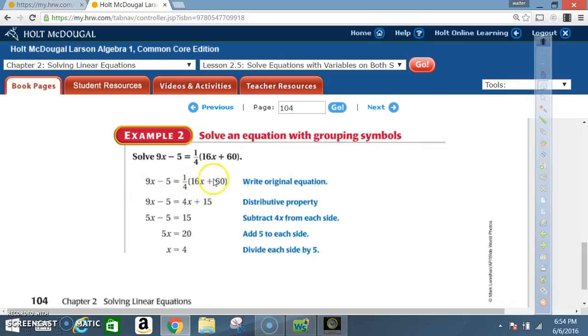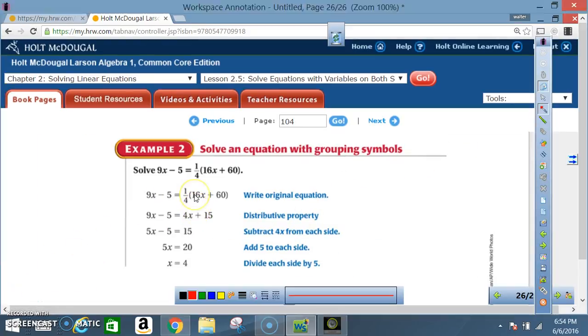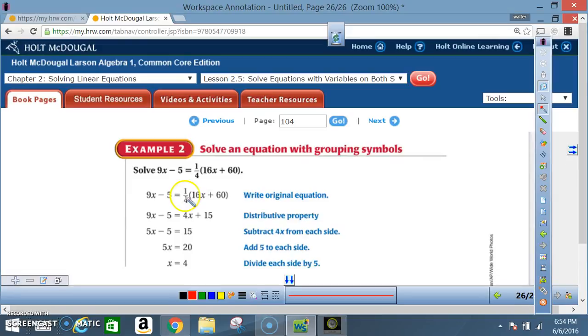Next, we're going to use the distributive property. So we're going to distribute that 1/4 all the way through. That means that the 1/4 has to be multiplied by 16, and then the 1/4 has to be multiplied by that 60. That means we have to know how to multiply using fractions. If not, we're in trouble.